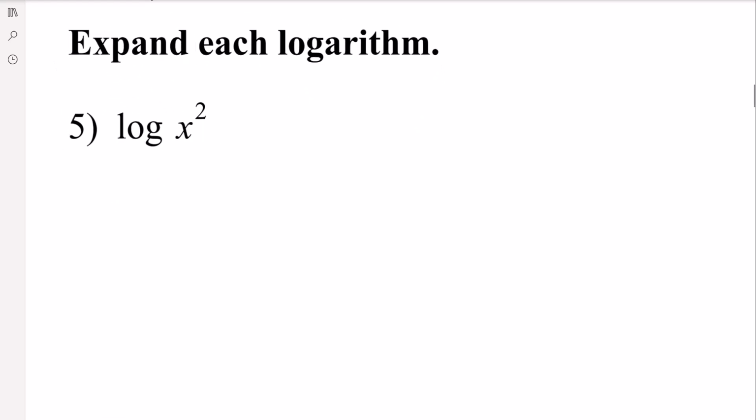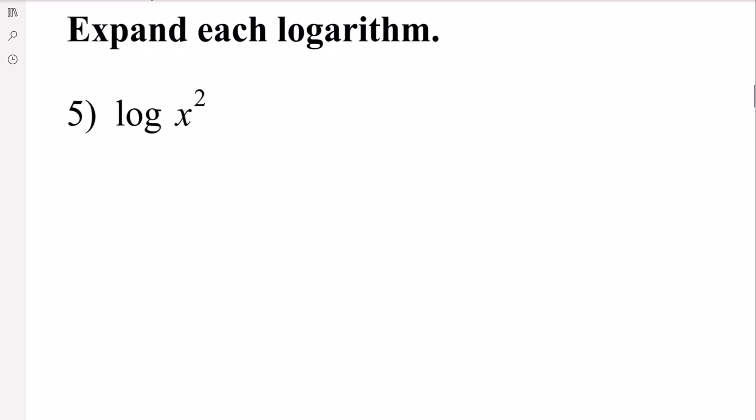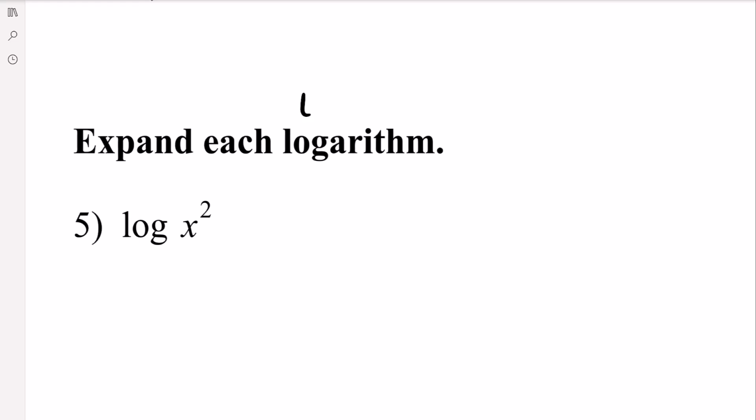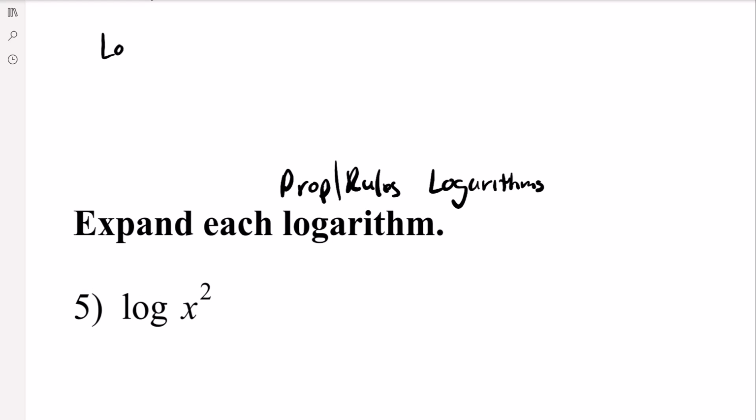Now we're going to talk about the laws, or properties, or rules of logarithms. Well, we're going to review laws of exponents first because they're very similar. Not logs, laws. So that's what this should say, laws of logarithms.